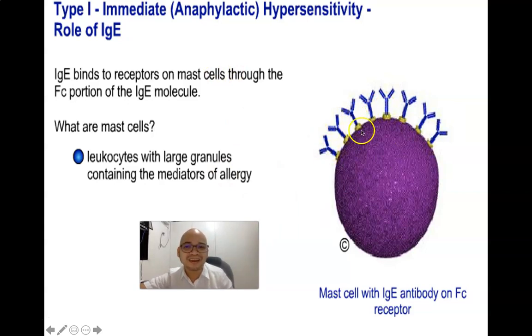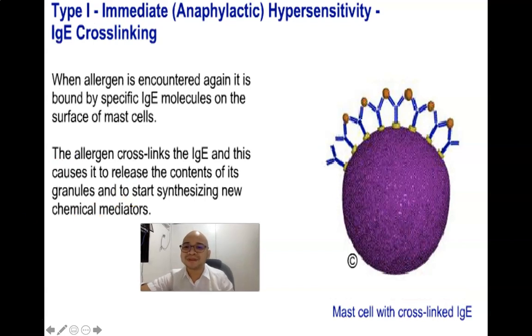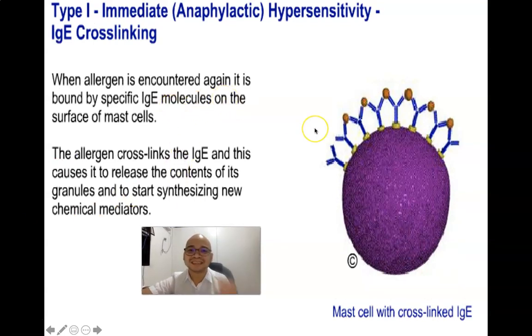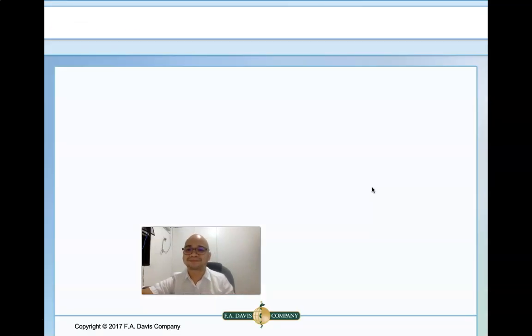Again, as a review of the illustration, this is an example of IgE found at the surface of the mast cells. What are mast cells again? These are leukocytes with large granules, and they contain mediators of allergic reactions such as histamine. When the allergen is encountered again, on the second exposure, it will cause cross-linking. This causes the release of the preformed mediators, and it is also the initial start so that newly synthesized chemical mediators will also be produced.